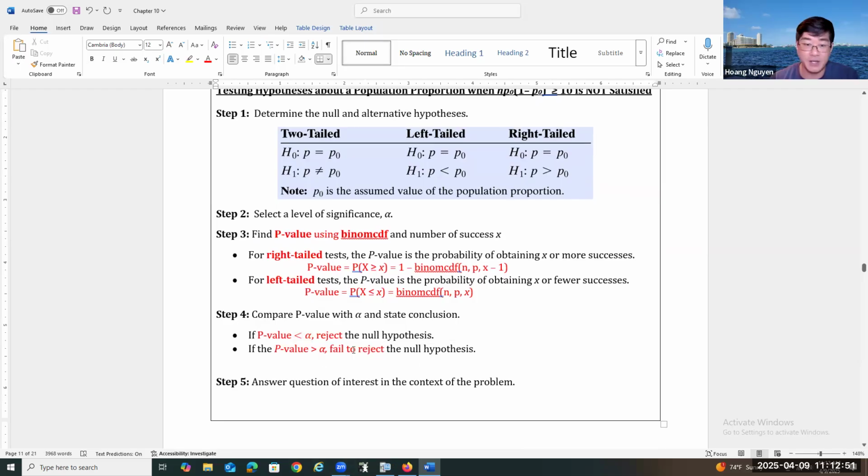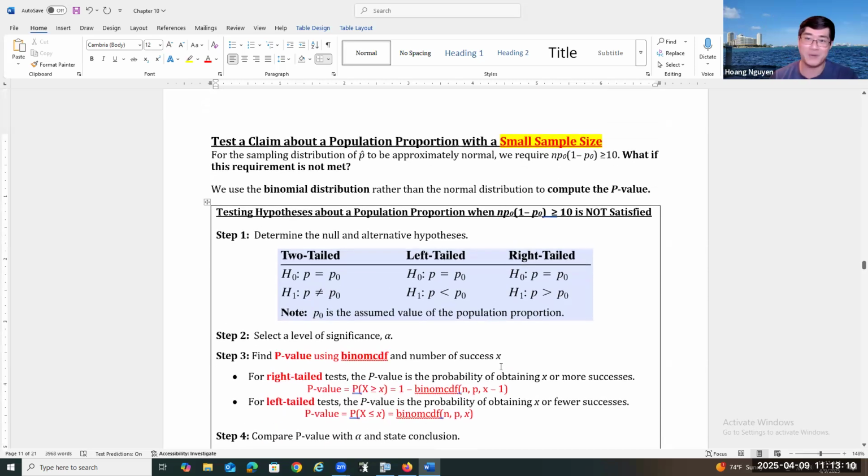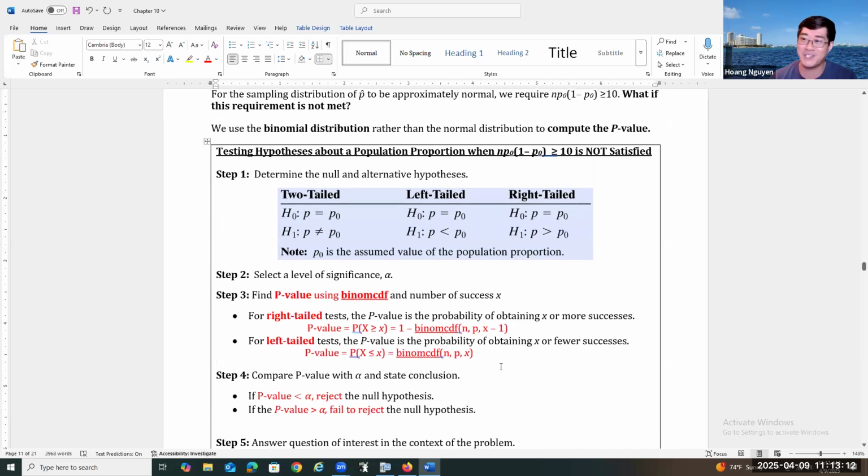If the p-value is more, fail to reject. And then step number 5, you just answer the question of interest based on the context of the problem. Okay, so that's going to be the step-by-step. That's how we perform the hypothesis test for the population proportion when the sample size is not large, when the sample size is small. Okay, so let's give you one practice question.